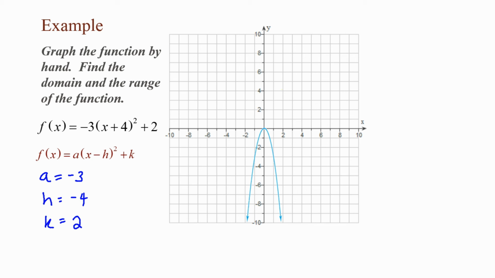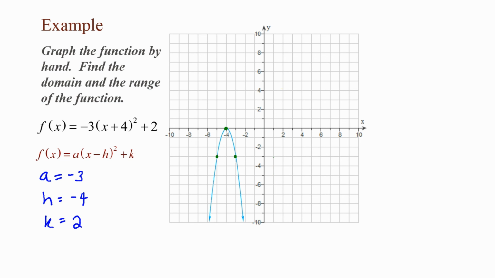Now taking into account my negative 3, moving to my h, since it's negative 4, I'm going to move to the left 4. So 0, 0 becomes negative 4, 0. Negative 1, negative 3 becomes negative 5, negative 3. And 1, 3 becomes negative 3, negative 3. Graphing, I get my new parabola.